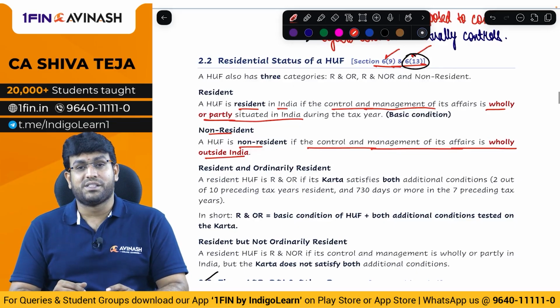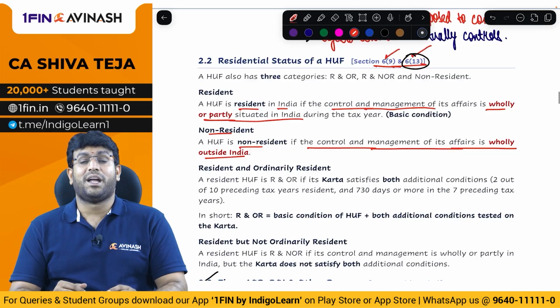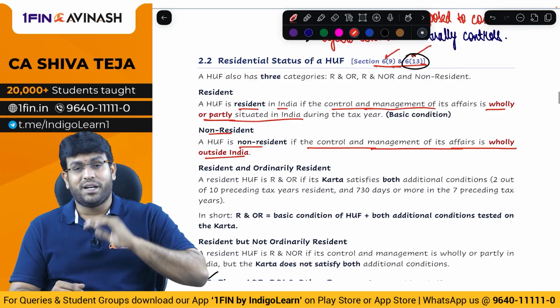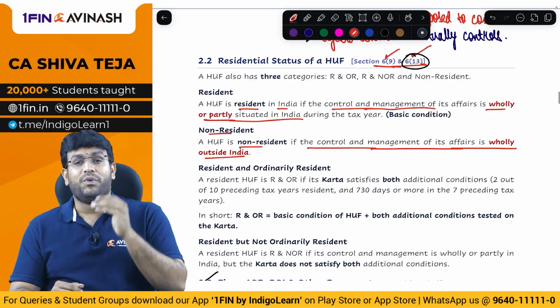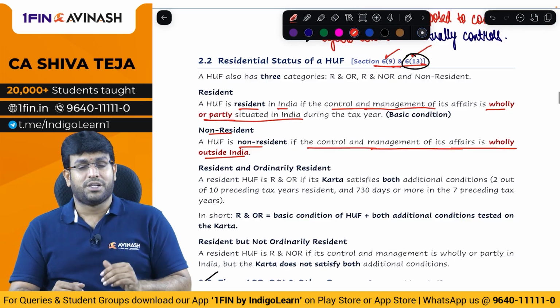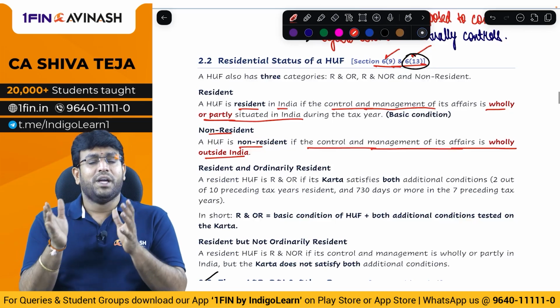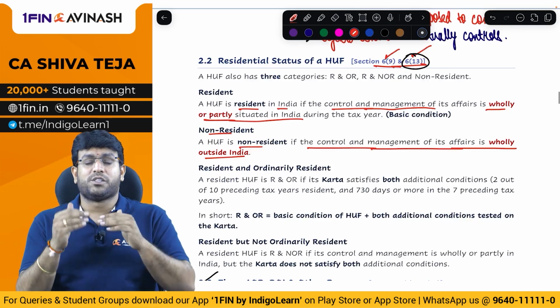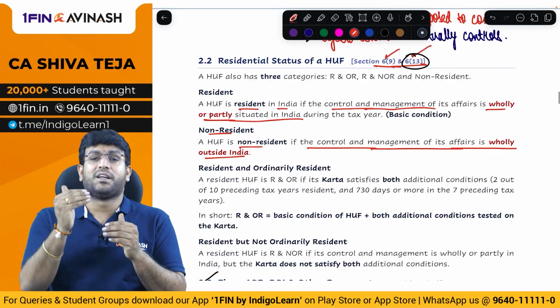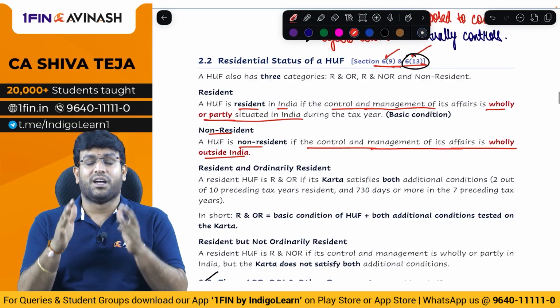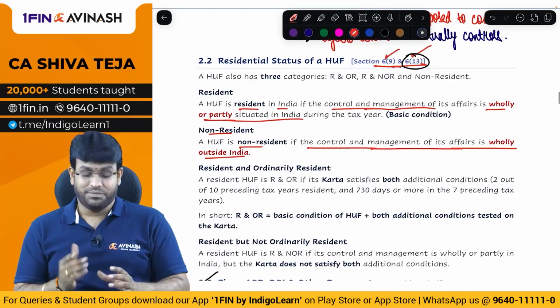And once HUF is a resident, to decide whether it is a resident and ordinarily resident or resident but not ordinarily resident, we look at something known as additional conditions. And additional conditions for HUF is same as individual. But in case of HUF, the Karta must satisfy the additional conditions.